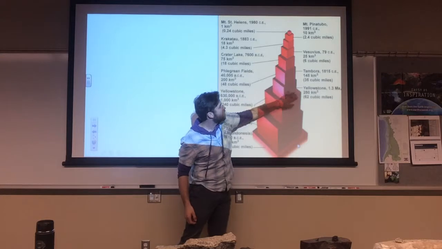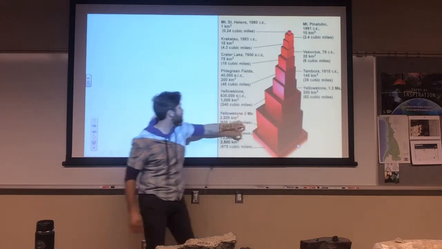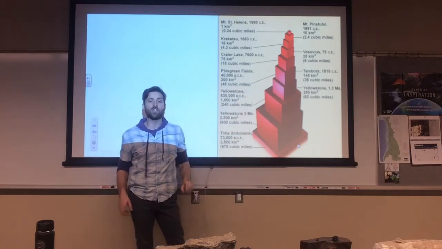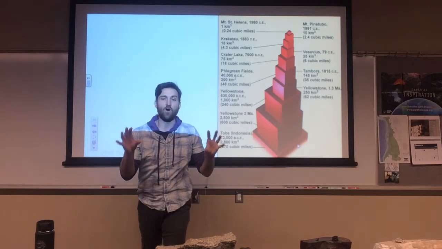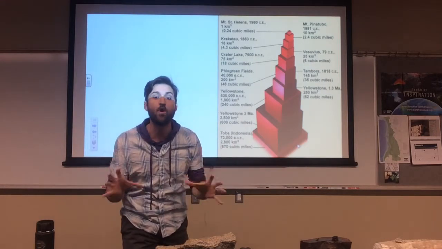Now Yellowstone, 250 cubic kilometers. This is an eruption a little over 1 million years ago. Okay, now look at the bigger cubes down here. This is what we're talking about with super volcanic eruptions. Thousands of cubic kilometers in one eruption.